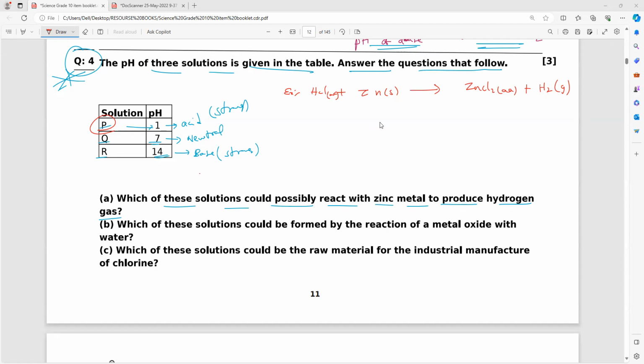This is the equation we are studying first onwards. Next, it produces hydrogen gas. Hydrogen gas is our ultimate thing. Check it, everybody. Now the reaction of bases also. Bases reacting with the metals is not there.